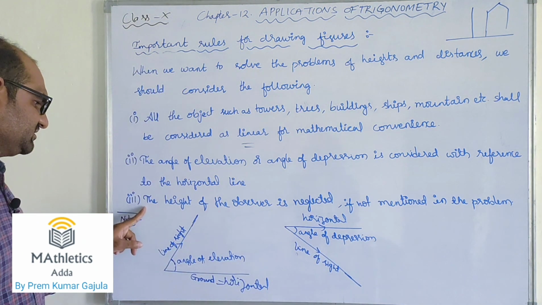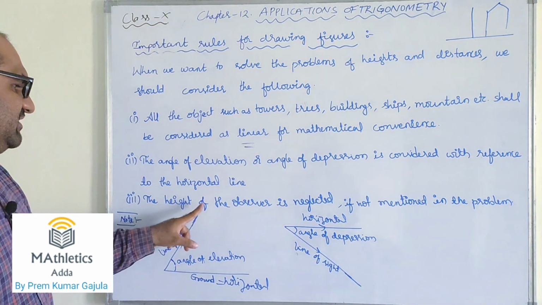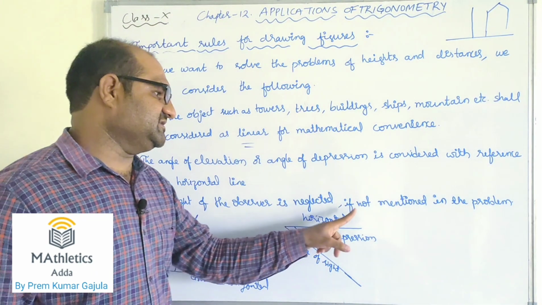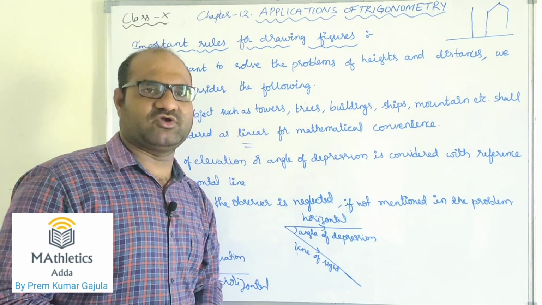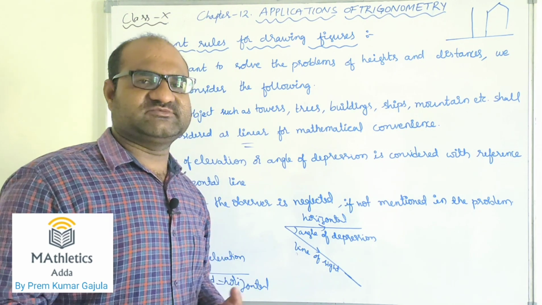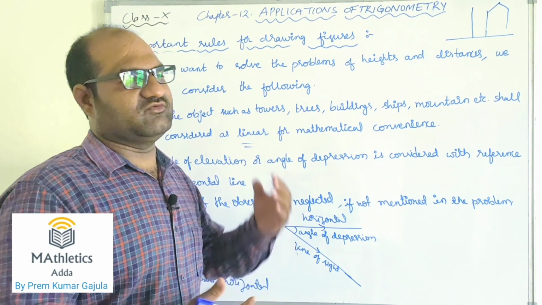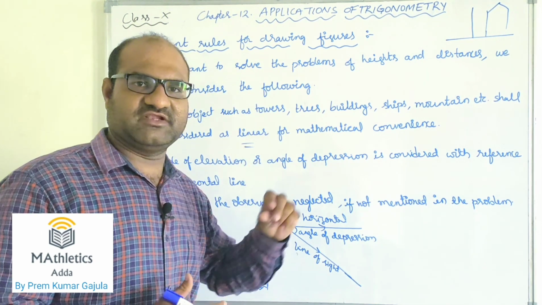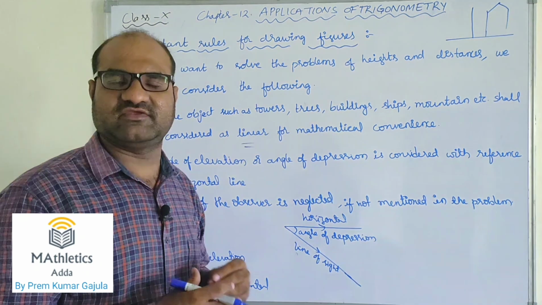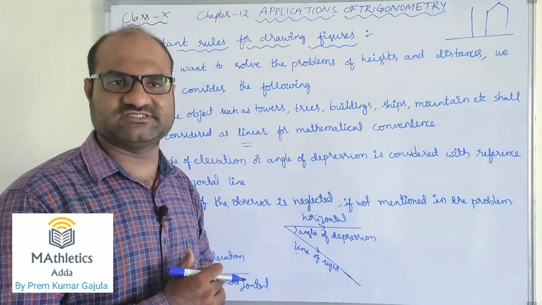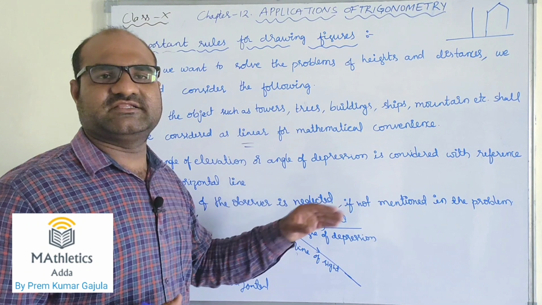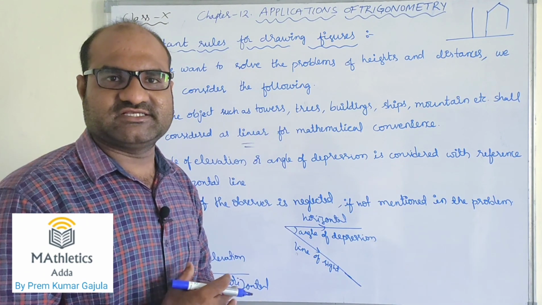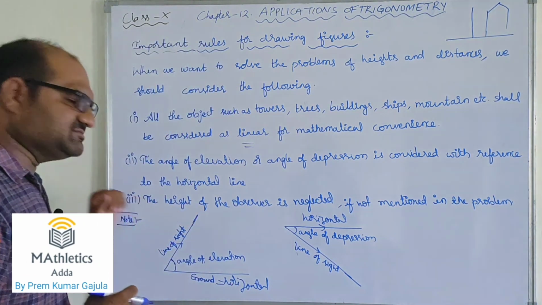And let us look at the third one. The height of the observer is neglected if it is not mentioned in the problem. For example, if an observer is standing on the ground and watching an object and the angle of elevation is 60 degrees or 30 degrees, if we mention it like this without mentioning the observer's height, then we should not take the observer's height into consideration. We should neglect the observer's height.